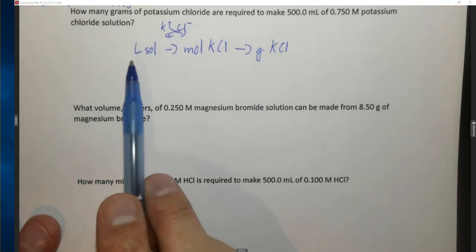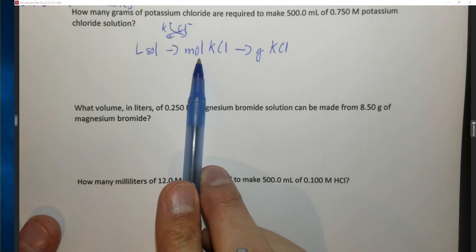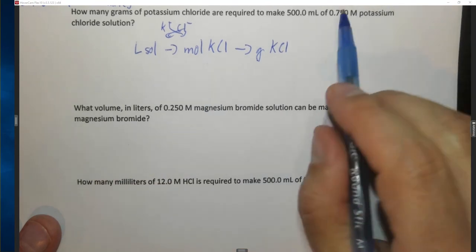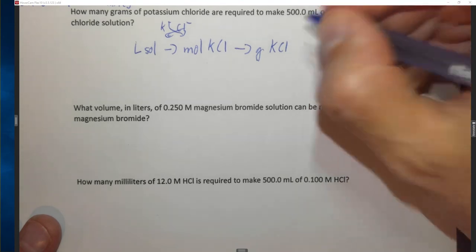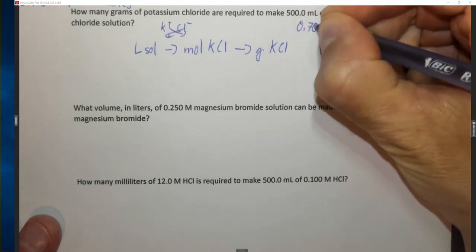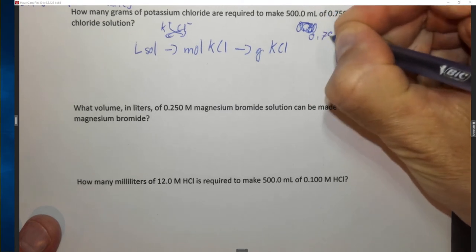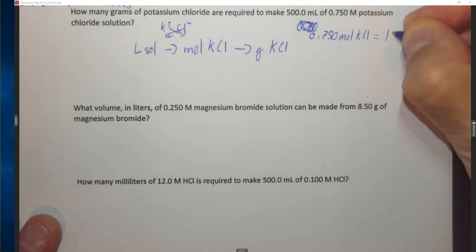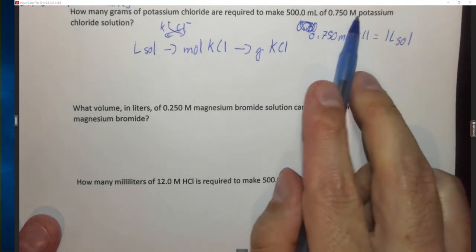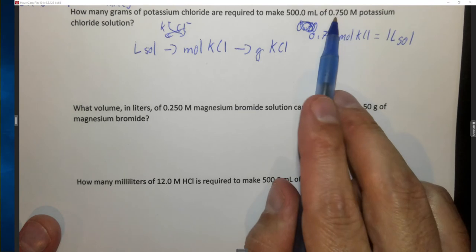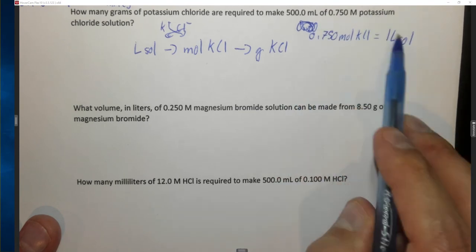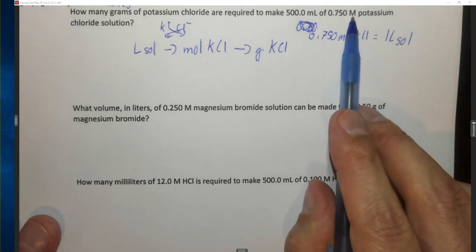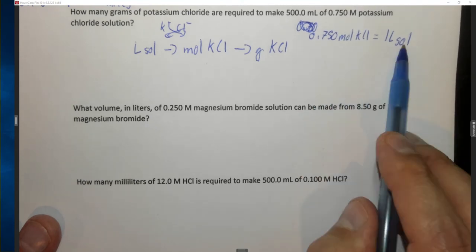The new thing here is, how do we convert liters to moles? Well, we need to use this as an equality. And the equality of this is the molarity, number of moles, which is 0.750 moles of the solute, KCl, equals 1 liter of this solution. Because molar means moles per liter. So it's this many moles in exactly 1 liter, per 1 liter. So you could read this as moles per 1 liter. So this is the equality that we need to use.